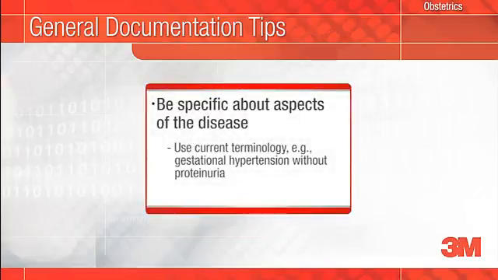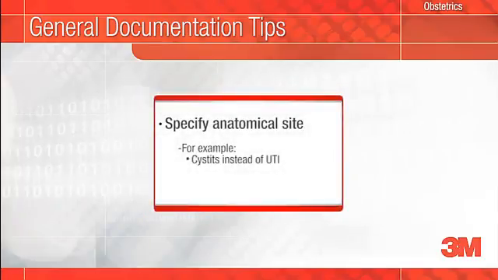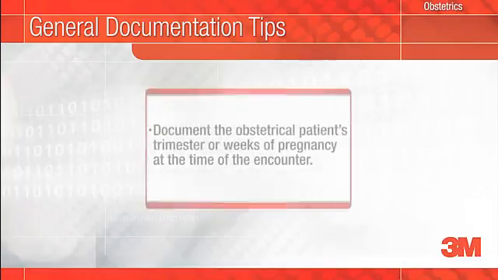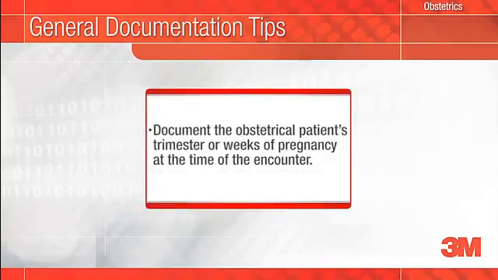Think about the most current terminology to describe a condition or different aspects of the disease, such as gestational hypertension without proteinuria. Precisely designate anatomical site, such as cystitis instead of urinary tract infection. Document the obstetrical patient's trimester or weeks of pregnancy at the time of the encounter, such as gestational diabetes arising in second trimester, or proteinuria developing in the 34th week of pregnancy.